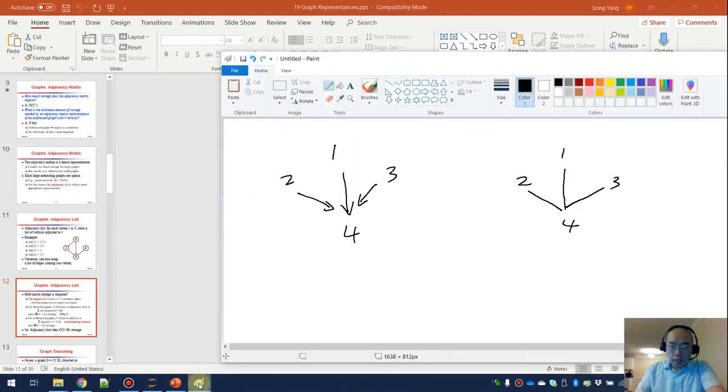So let me go to an example here. If you're using a directed graph and you pick 2, for example, the out degree of 2 is how many outgoing edges it has. So the out degree of 2 is 1, and the in degree is 0. How about 4? For 4, there are 3 incoming edges. So the in degree of 4 is 3, and the out degree is 0, right?